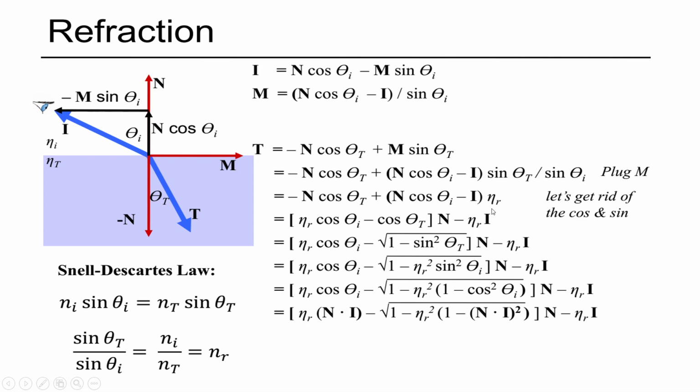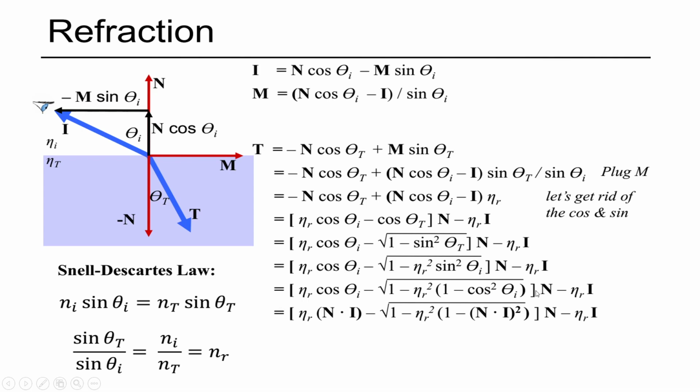So replace this ratio with nr, and now you can do some extra algebraic manipulations here. Take n common, and then replace cos theta t by the square root of 1 minus sine square theta t. You can also change sine square theta t to be nr square sine square theta I, because if you multiply sine theta I, take it on this side, then nr times sine theta I becomes sine theta t. So sine square theta t should be nr square sine square theta I. This is how we got this particular part.